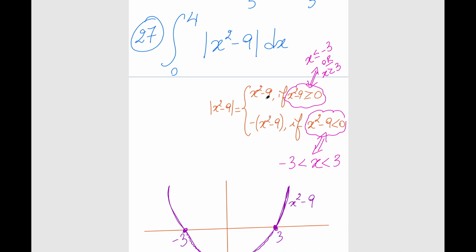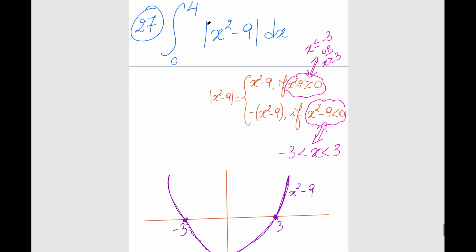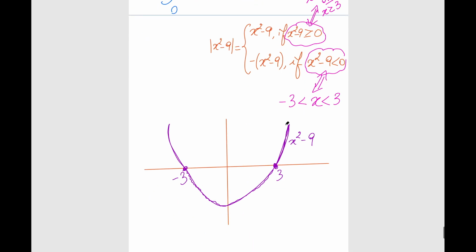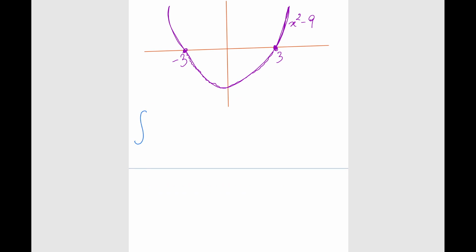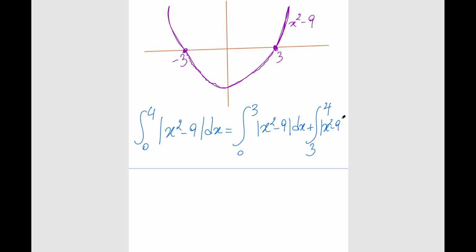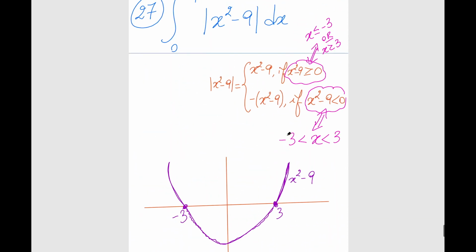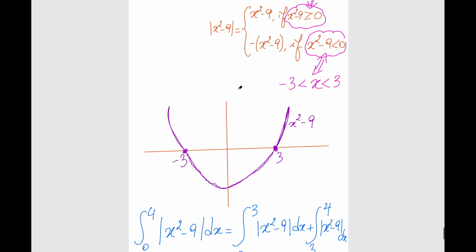Okay? So since the function changes recipe at 3, I'm going to make a split, as we used to do before, at 3. So the integral from 0 to 4 of the absolute value of x squared minus 9 dx is equal to the integral from 0 to 3 of the absolute value of x squared minus 9 dx plus the integral from 3 to 4 of the absolute value of x squared minus 9 dx. Correct? Why did I split? I can split no matter what, but I chose 3 because the function absolute value of x squared minus 9 changes recipe at 3, right? We just talked about that. Okay.